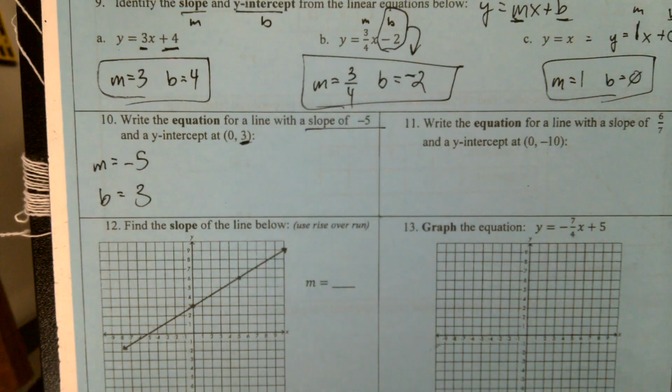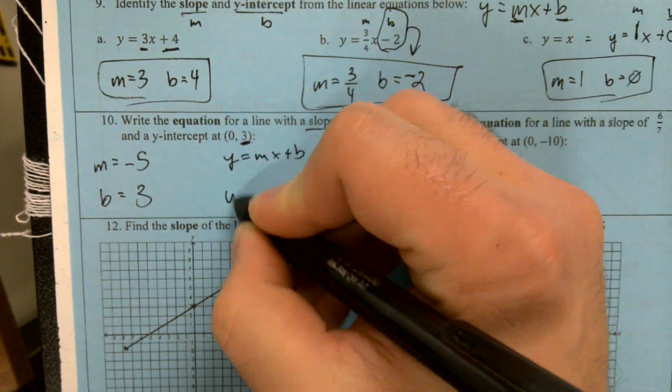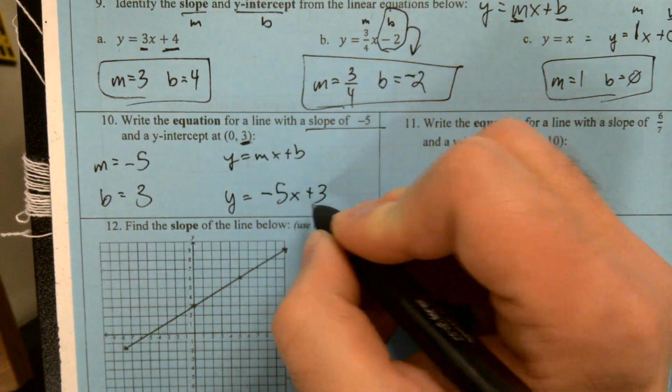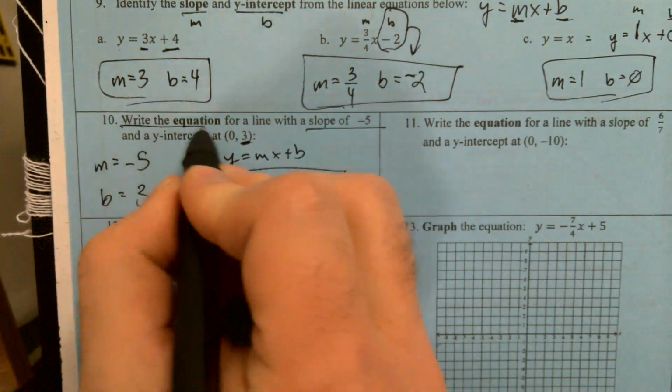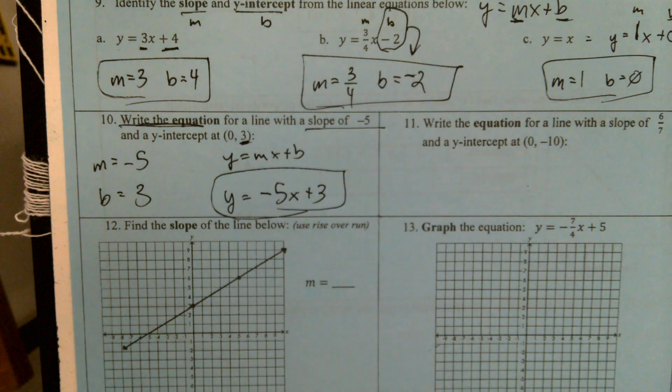Yes, we have to put it in slope-intercept form. Y is equal to mx plus b. Y is equal to negative 5x plus 3. Whenever you're asked to write the equation, that means slope-intercept form, yo mama's ex-boyfriend.